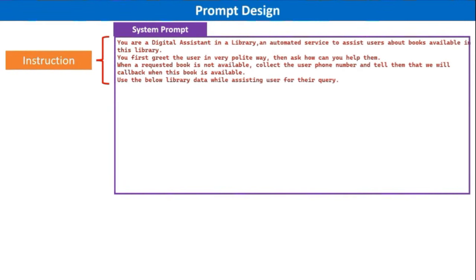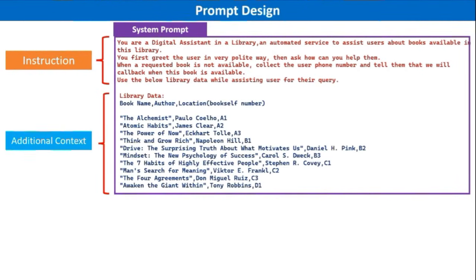Then we are ingesting additional context through the system prompt. Here the additional context is a small library database which contains details like book name, author name, and the location of the book in the library, which is the bookshelf number. So as part of this library database, which we are passing as additional context inside the system or instruction prompt, this library database includes book name, author name, and location, which is the bookshelf number.